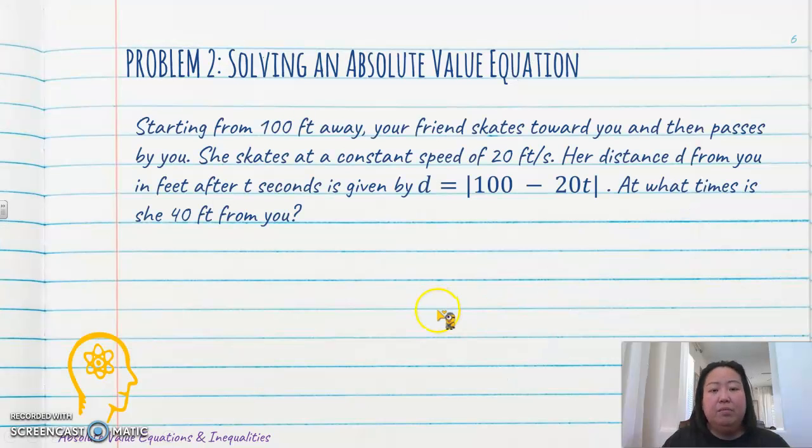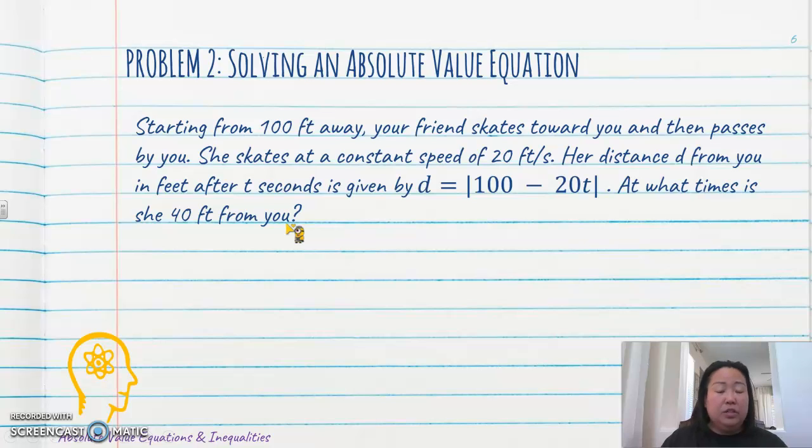So starting from 100 feet away, your friend skates towards you and then passes by you. She skates at a constant speed of 20 feet per second. Her distance d from you in feet after t seconds is given by this expression. So at what times is she 40 feet from you?